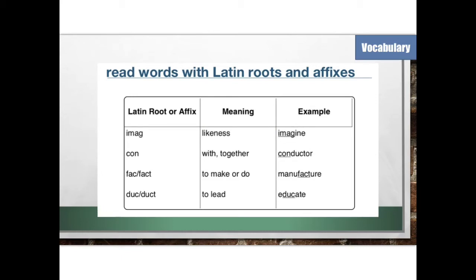Let's pretend that I do not know what the word conductor means. I see the Latin root con, which means with or together, and duct, which means to lead. I can put the meanings of the words together to figure out that the word has to do with leading together. I think about the conductor of a band. The conductor leads the band members to play their instruments together. You'll be practicing this today in iLit.